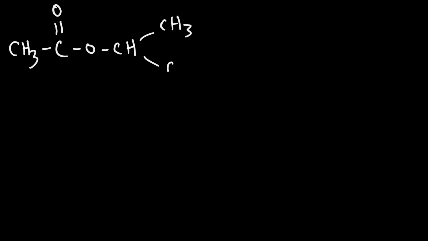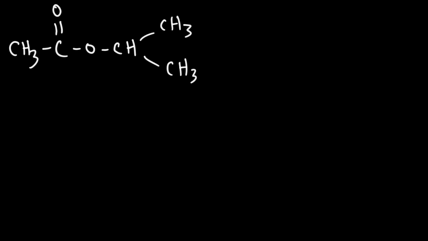Now let's try another one. So let's say we have this molecule, CH3, next to a carbonyl group, attached to an oxygen, which is attached to a CH, and that's going to be attached to 2 methyl groups. So in this case, what we have here is an ester. So go ahead and make a table and draw the NMR spectrum for this particular molecule.